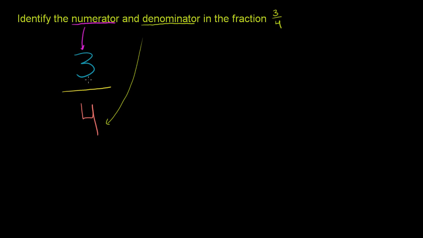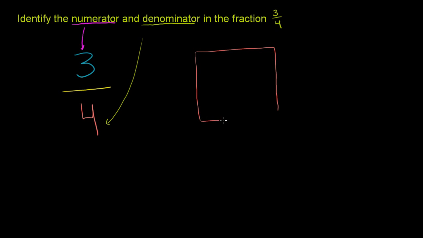Now, to think about what this fraction represents, you can think of it as 3 out of 4 pieces of a pie. That's how I think about it. So you can imagine the denominator tells us what we are taking a fraction out of, or how many pieces there are. So let's imagine a pie like this. We could draw it as a square pie.